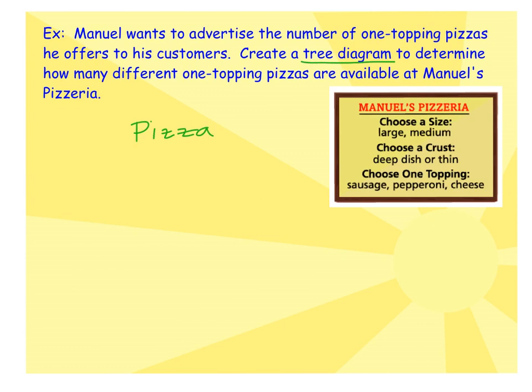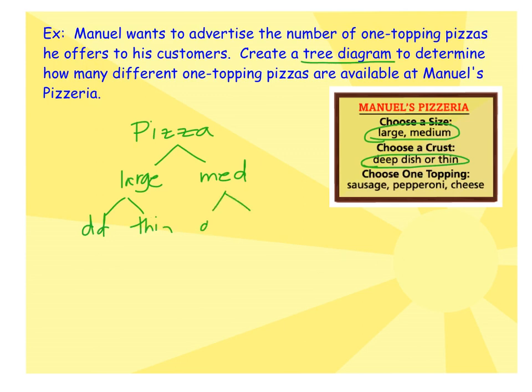So to create a tree diagram for this, notice there are two sizes to pick from. So I'm going to split the pizza apart into a large pizza or a medium pizza. And then it says choose a crust, and there are two types of crust, deep dish or thin. For your large pizza, then you could have a deep dish or a thin. So I'll just go DD for deep dish and then thin. You could have a medium and do the same thing, deep dish or thin.